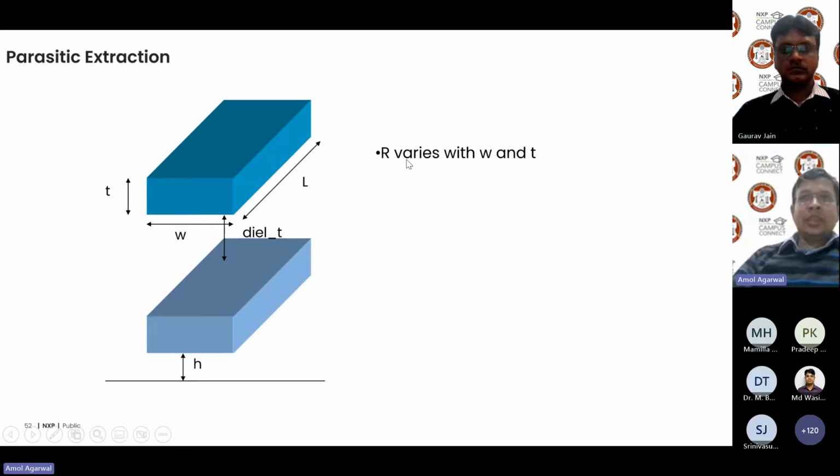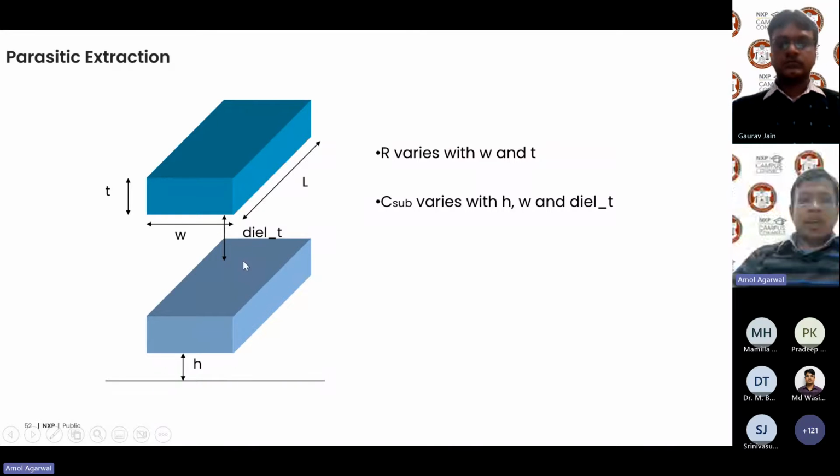This is the physics that we studied in school too: your overall resistance would vary with the width and thickness of this net, and how long your net is will determine your overall resistance. And then your capacitance is dependent on the overall height. This is your ground cap, how far from ground your net is. Then it is also dependent on how wide the overall metal piece is. The more the overlap between two nets, the more your capacitance would be. And then the dielectric coefficient is the property that will decide the overall capacitance between these two metal pieces.